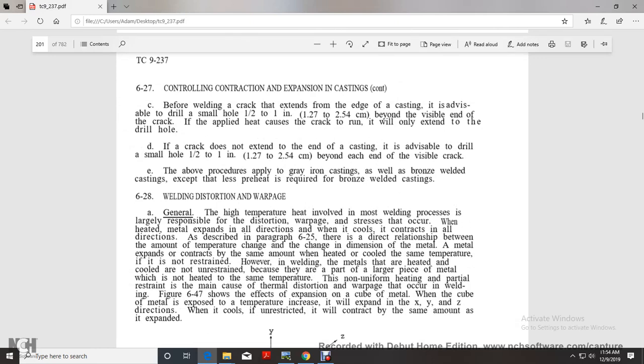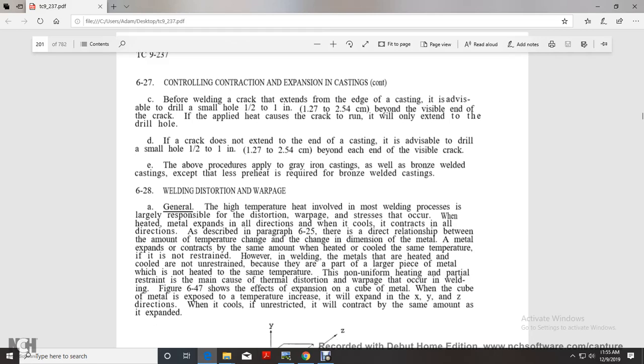Before welding a crack that extends to the edge of the casting, drill a small hole, 1/2 to 1 inch, beyond the visible end of the crack. Otherwise, with the heat, the crack may continue to run, since the visible crack will only extend to the drill hole. If the crack does not extend to the end of the casting, it is advisable to drill a small 1/2 to 1 inch hole beyond the end of the visible crack. The above procedures apply to gray iron casting as well as bronze welding casting, although they are less required for bronze welding casting.